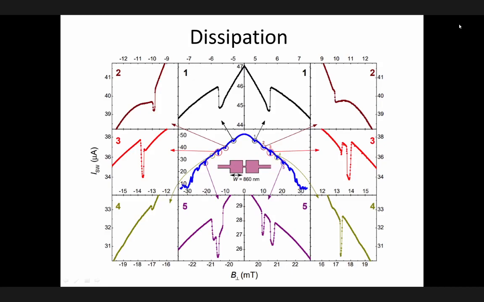When you expel, you create dissipation, you create quasi-particles. So you lower the order parameter. So you lower the switching current. So in fact, this is the indication of the creation of quasi-particles in the box due to this expulsion.